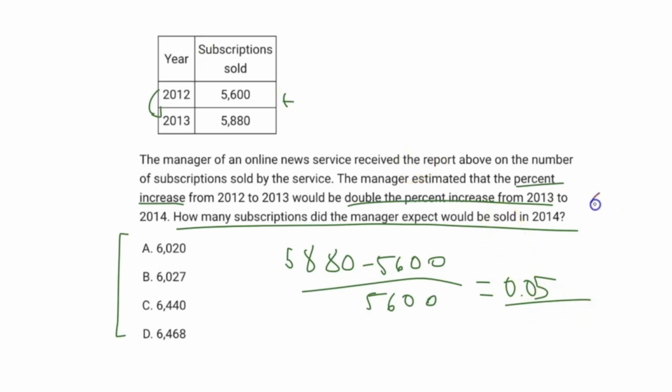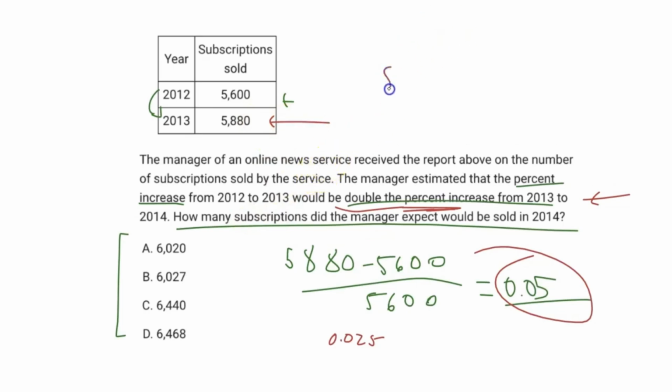Okay. Now in the problem, it says that the manager expects that the percent increase from 2012 to 2013 would be double the percent increase from 2013 to 2014. So this number right here is double the percent increase of 2013 to 2014. So we just take half of that, that's 0.025, or a 2.5% increase. So now we just need to apply a 2.5% increase to our 2013 value of 5,880.